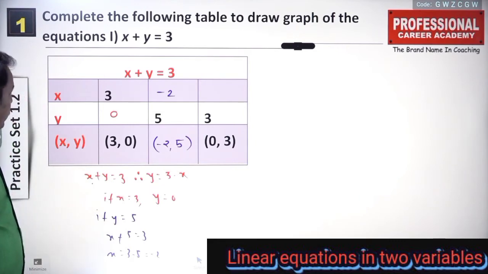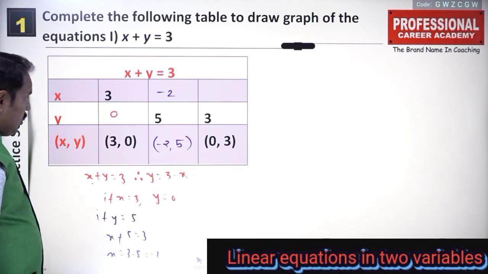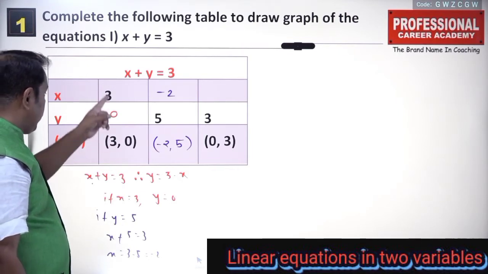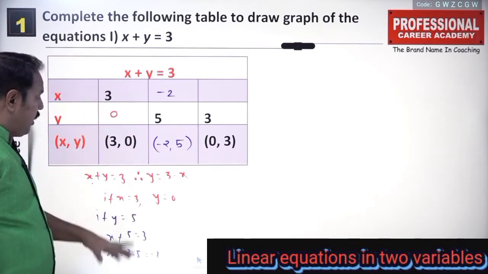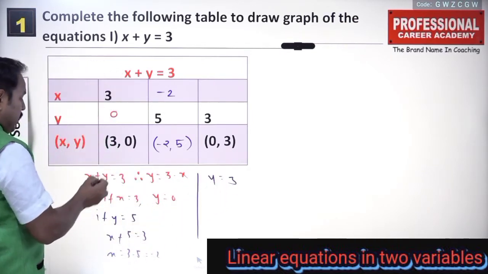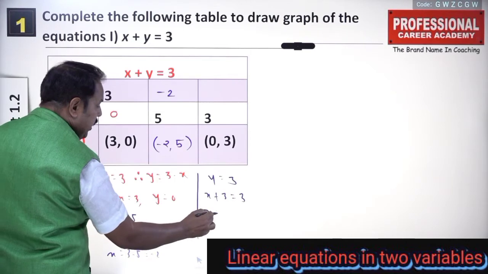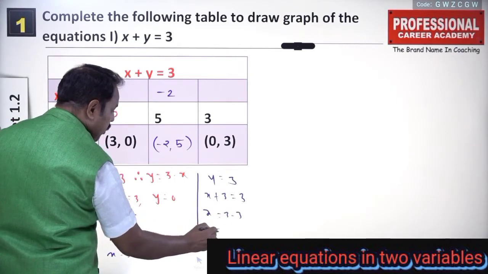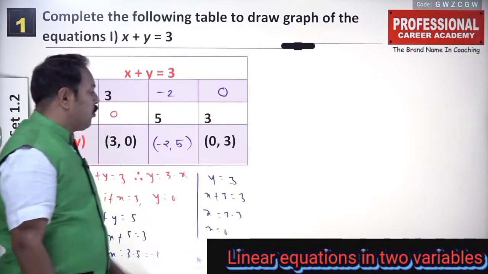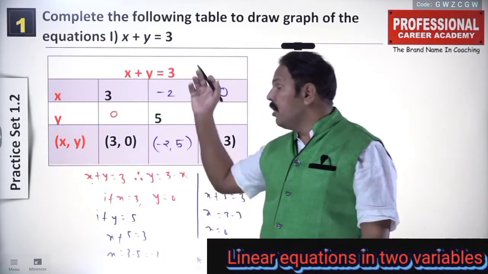Okay. Now next, again, if we put x equal to 3, then y is equal to 0. That is the first point. If we put y is equal to 5, x is equal to minus 2. Now put y is equal to 3. If we put y is equal to 3 in this equation, then x plus 3 is equal to 3, so x is equal to 3 minus 3, or x is equal to 0. Right? So what is the point? 0, 3. So these are the different coordinates for the given line.